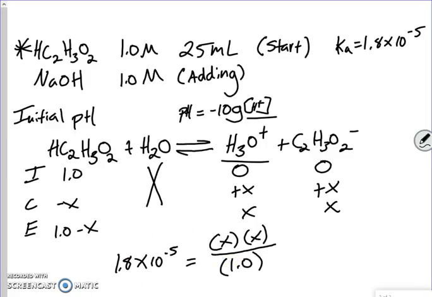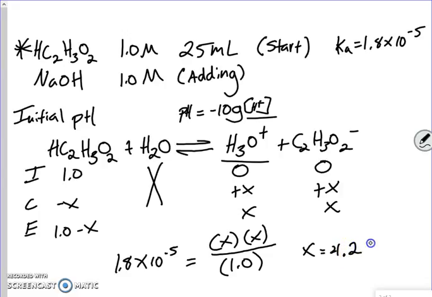Okay, so to solve this, we would multiply by 1.0. And remember, that's not always 1 down there. That's just what our molarity is initially. And then we're going to take the square root because we have x times x, which gives us x squared. So what we end up with is x is equal to 4.24.